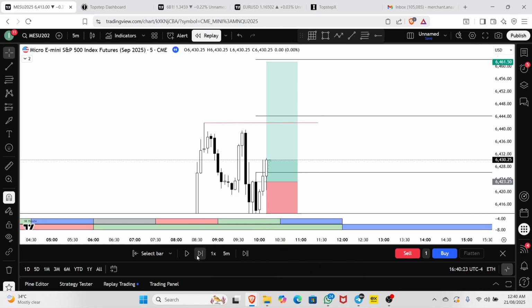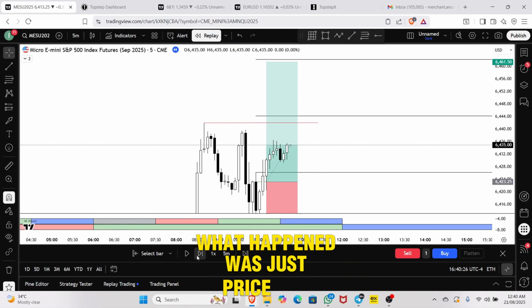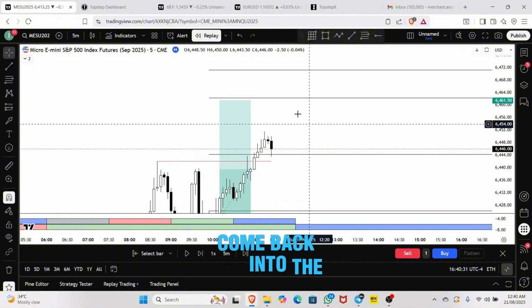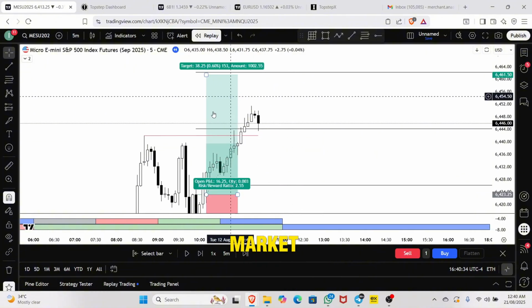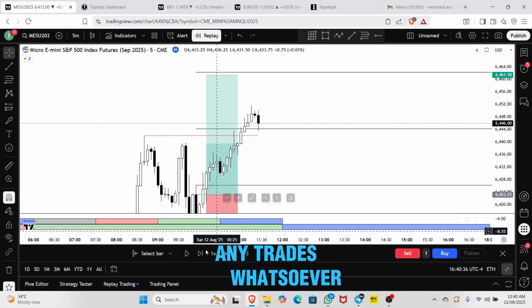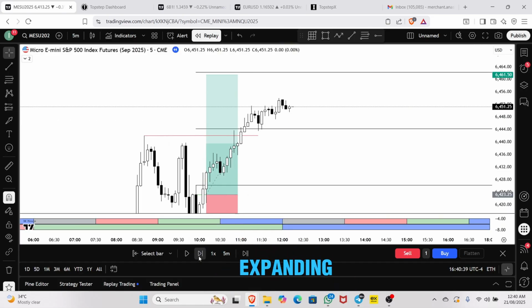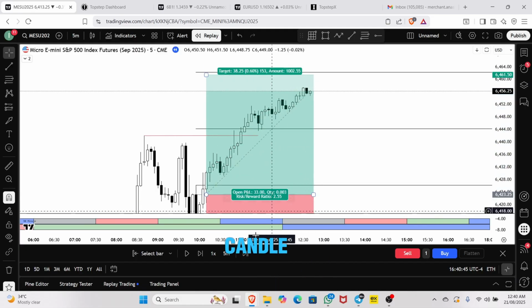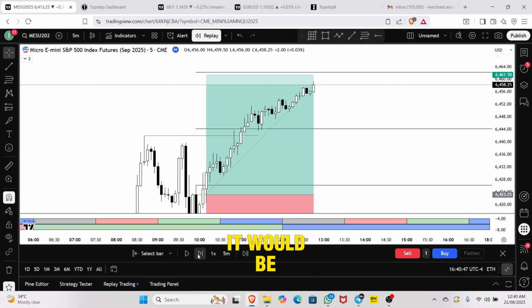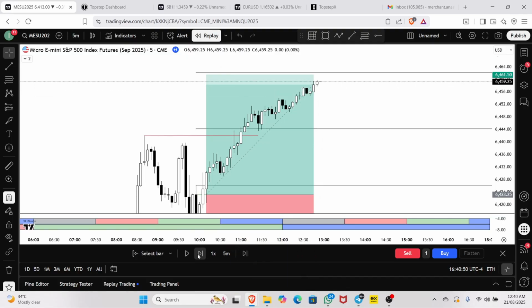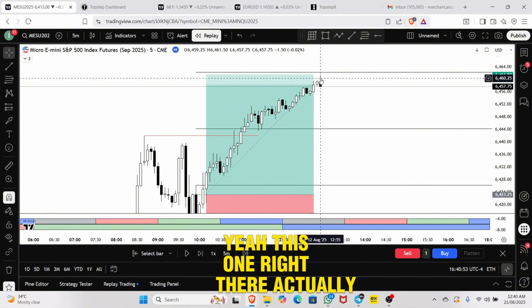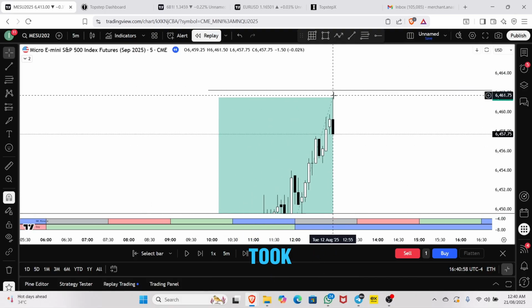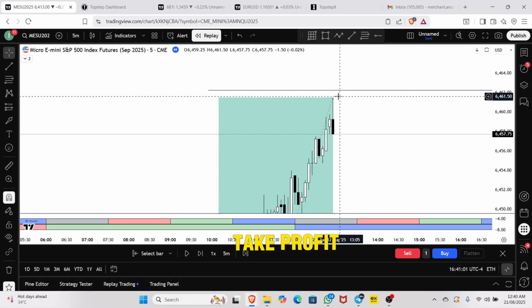Okay, so moving forward, what happened was price started to spool higher, and now here the market will not let anyone come back into the charts, like the market will not let anyone have any trades whatsoever. It will just keep expanding, and there was I guess one single candle which took my take profit. Yeah, this one right there. Actually, this one was 12.55. It was this candle which actually took my take profit.